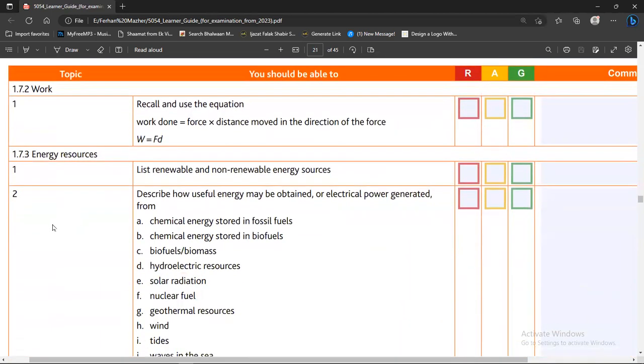The next topic is work. You should be able to recall and use the equation: work done is equal to force multiplied by distance moved in the direction of the force. W = Fd. The next topic is energy resources.